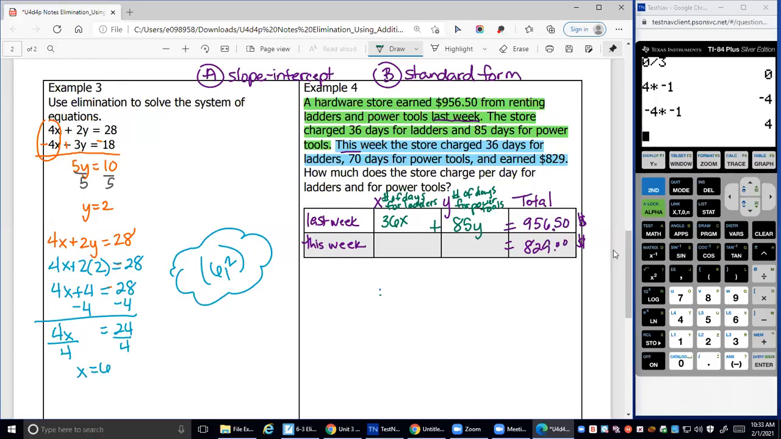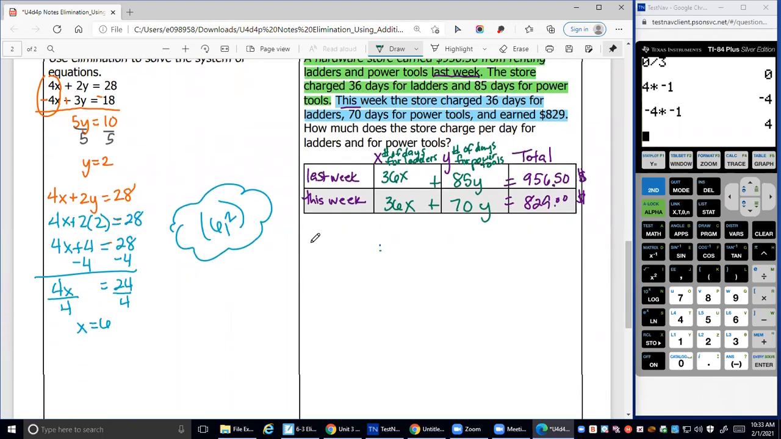All right, awesome job. So we had 36 days for ladders in the second week, so that's 36x. And we had 70 days for power tools, so plus 70y equals that, right? Now we're going to solve it. We're really close to having a zero pair. What was the one thing I have to do before I can use elimination? Change all the signs of one of them. Doesn't matter which one.